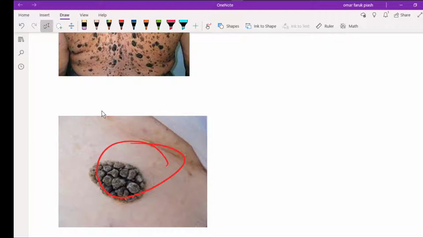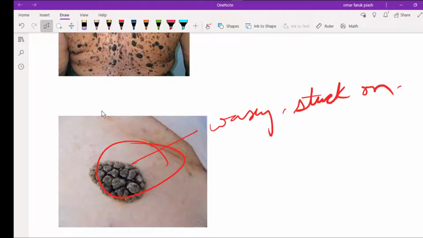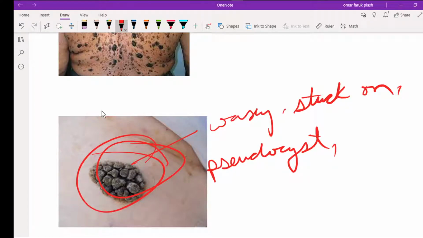This is raised, discolored black. This is waxy and looks stuck on. It is characterized by keratin pseudocysts. This is the picture of seborrheic keratosis, and in here there are keratin pseudocysts on histology.